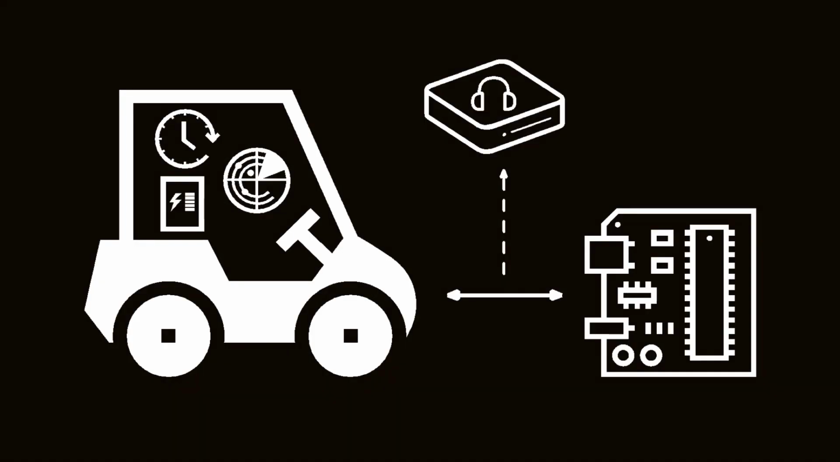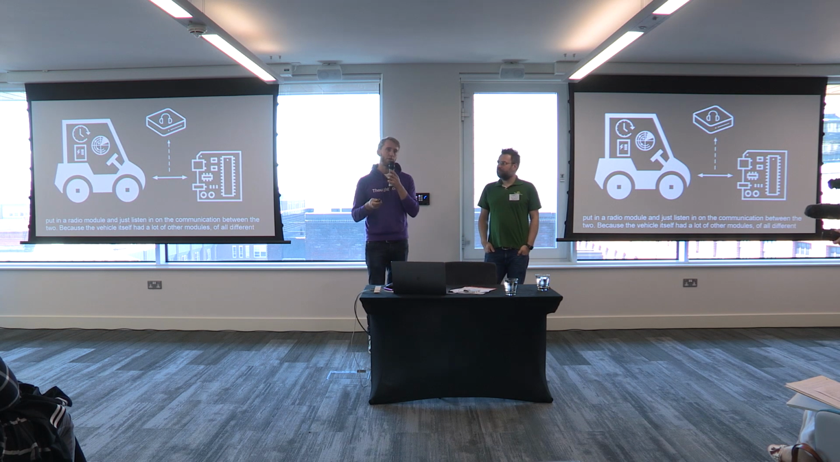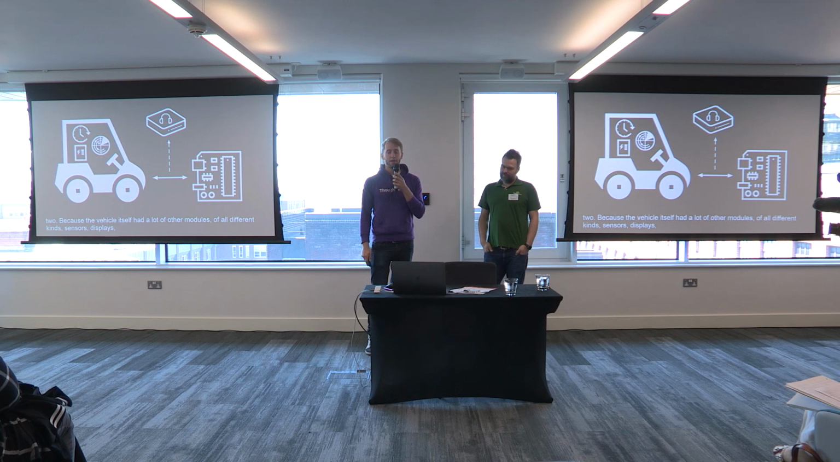So testing CAN. Our dream scenario of how this would have gone was, okay, we have a vehicle in our continuous integration setup and we can put it in our radio module and then just listen in on the communication between the two. Because the vehicle itself had a lot of other modules of all different kinds, like sensors, displays, battery, all kinds. And we wanted to make sure that they all interoperate, right?